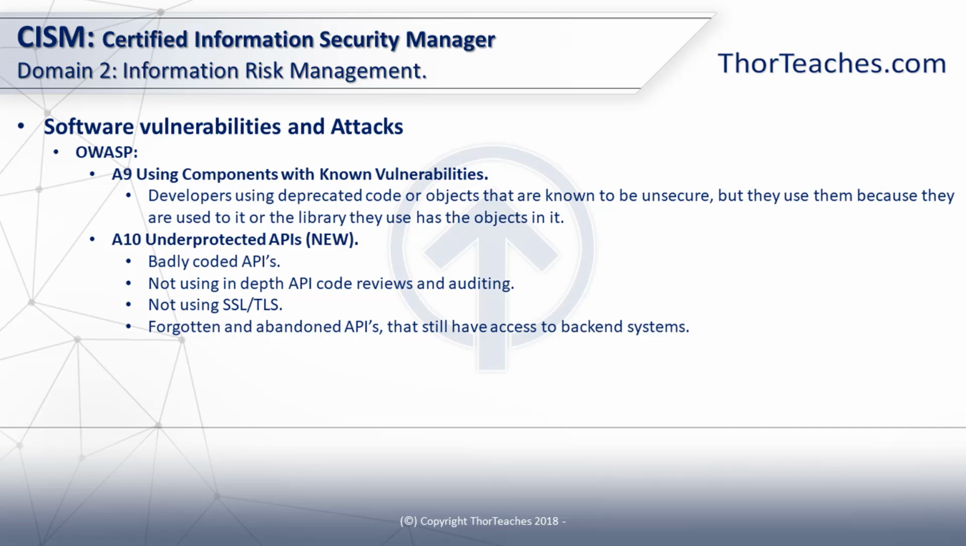And then finally, A10, underprotected APIs, and this is also a new one in the top 10. The APIs are the application programming interfaces that are more and more used the more connected we are. And they could be underprotected because they are badly coded. Or we just didn't do enough in-depth reviews and auditing. They might not be using SSL or TLS. And then finally, we could just have forgotten about them. We could have abandoned them. If we no longer use them, we need to remove them, because they still have access to everything they did before.